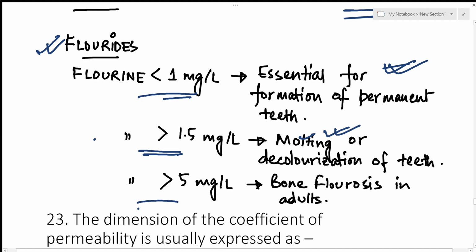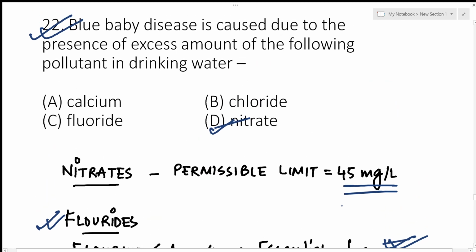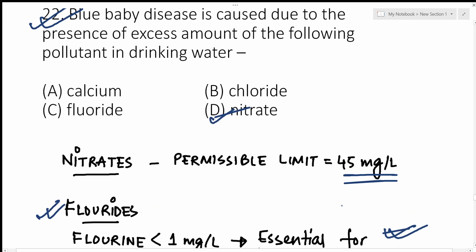And if fluorine is greater than 5 milligram per liter, then bone fluorosis in adults occurs. So you need to know all the three values for fluorides, and for nitrates the permissible limit is 45 milligram per liter, and the disease is blue baby disease if the limit exceeds for nitrates.